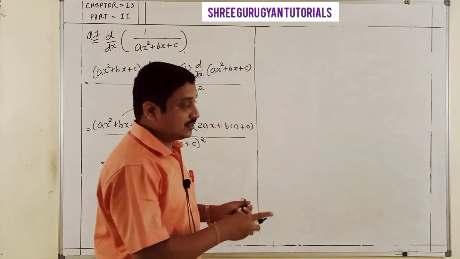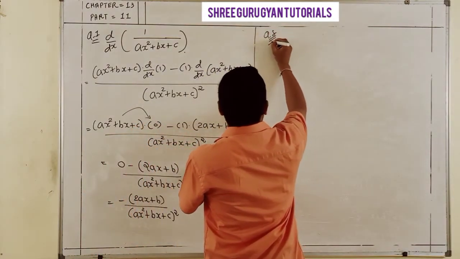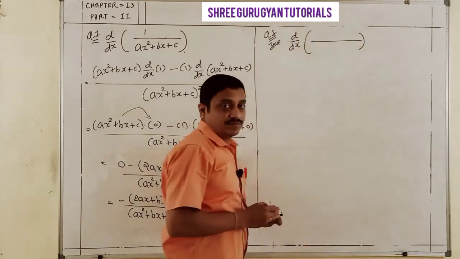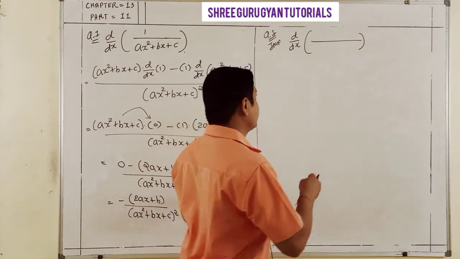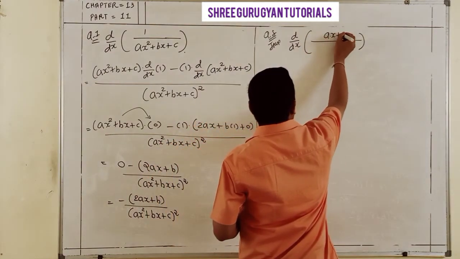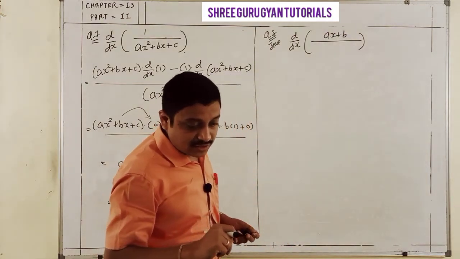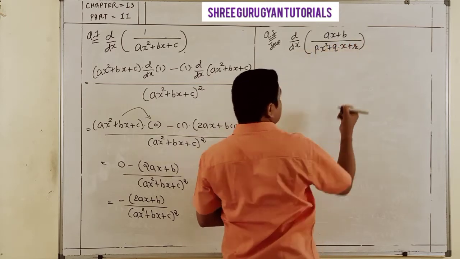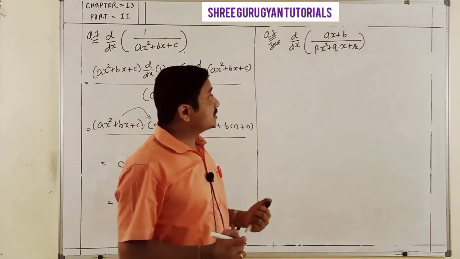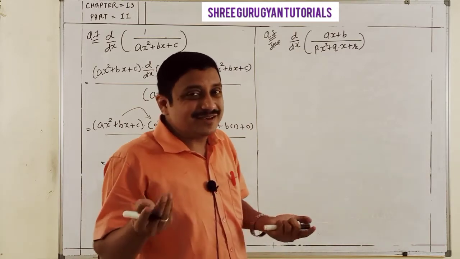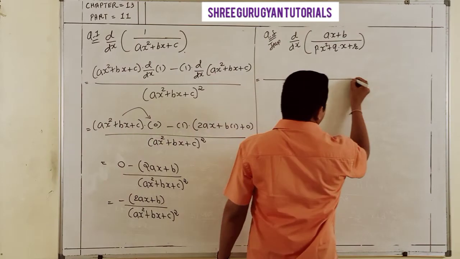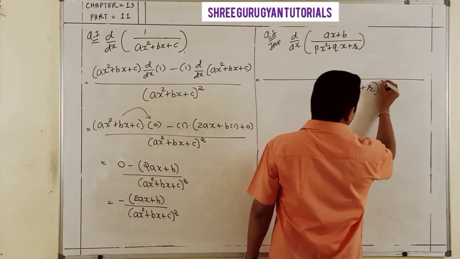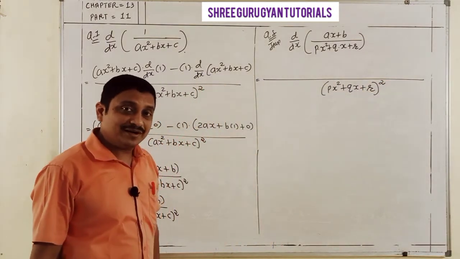Question 8 is important. d/dx of ax plus b, the data available in the numerator, and downwards px square plus qx plus r, again px square plus qx plus r, and the upper part ax plus b. Apply the simple division rule. In the denominator, square px square plus qx plus r the whole square. Now the formula operates on the denominator square.